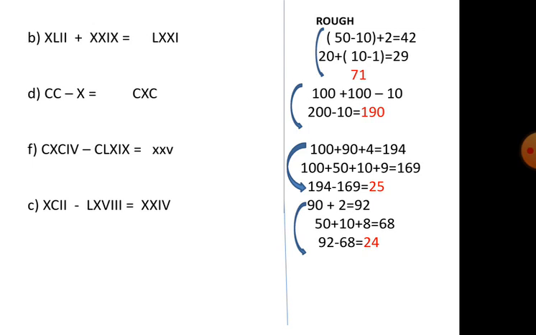So 25 means XXV. Next, number C was XCII. So X means again 10 and C means 100. So we will do what? 100 minus 10, 90. 90 plus 2, 92. And this had LXVIII. L means 50, X means 10. 50 plus 10 plus 8. It is 68. So 92 minus 68 is 24.